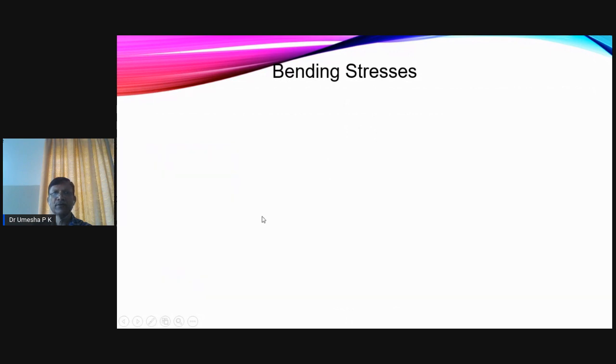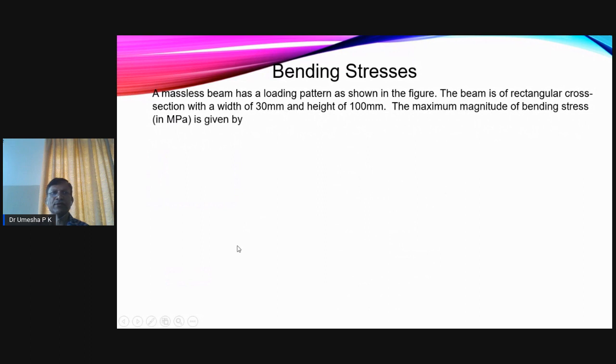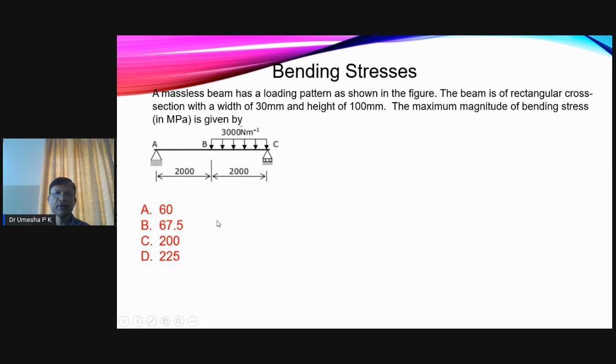They are asking this differently, so you can see. Here the massless beam has a section with a width of 300 mm and height of 100 mm. What is the maximum magnitude of bending stress? These are the different options they have given.